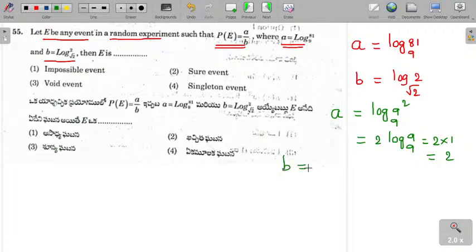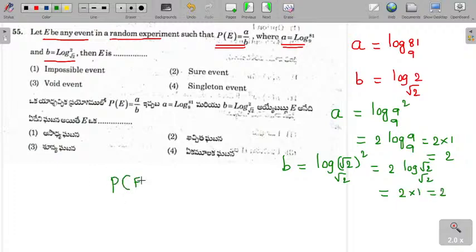Next, B can be written like this. 2 can be written in terms of root 2, that is root 2 square. Root 2 square is 2. So to the base root 2, we can write 2 times log root 2 to the base root 2. That is 2 times 1. This is also 2. So we have P of E, as given according to the problem, that is nothing but A divided by B.